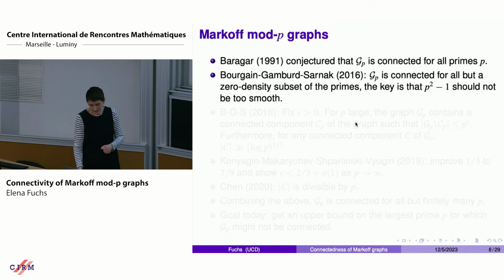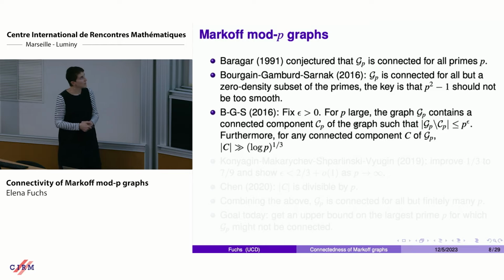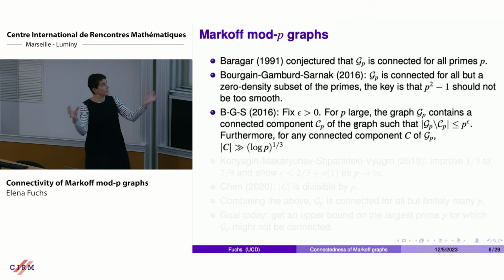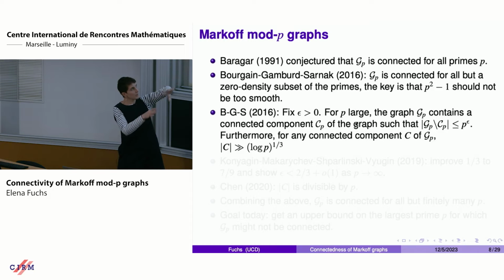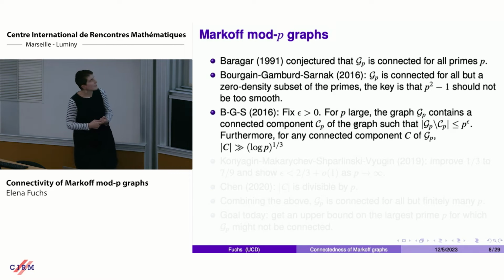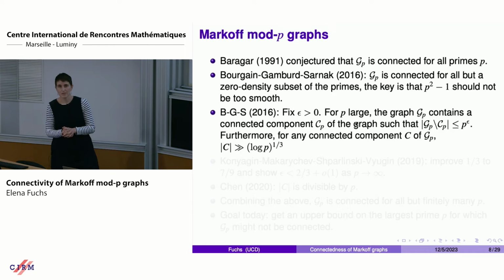imply the connectivity. They also show that if you take any epsilon greater than 0, you take p large enough, the graph GP will be made up of at least one big connected component of the graph, which I'll call CP, and I'll refer to this component throughout the talk, so you have this big connected component and everything else is of size at most p to the epsilon. And furthermore, they showed that any connected component must be of size at least log p to the 1/3.